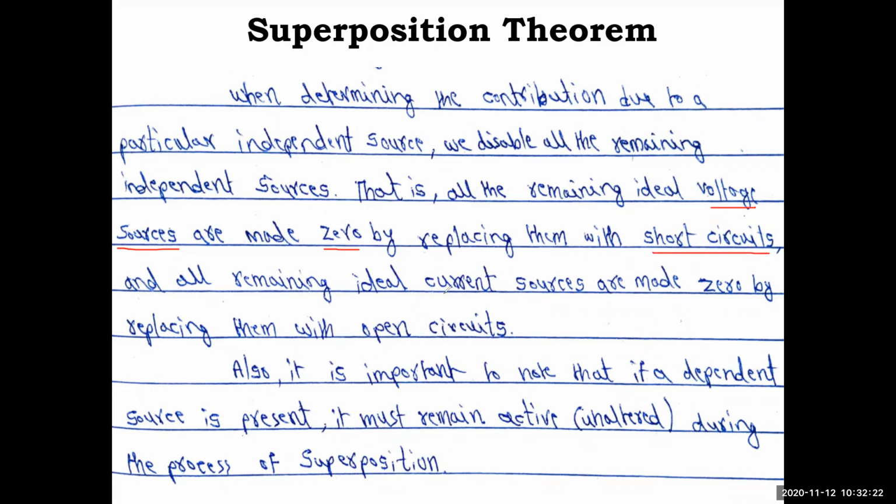And all remaining ideal current sources, if a current source is there, we will make it zero. Current source zero means what? Open circuit, right? Replacing them with open circuits. So that is what this disabling is about.